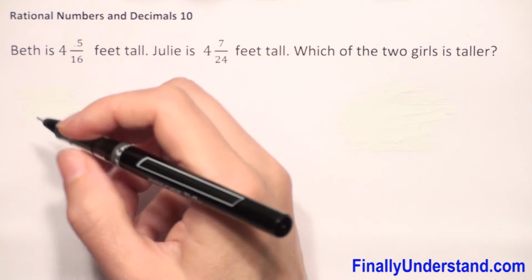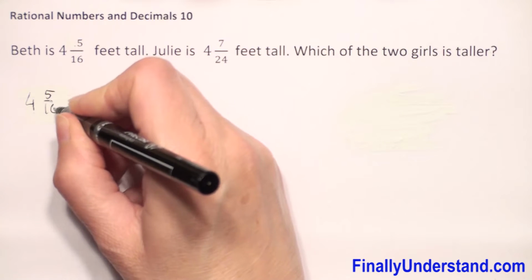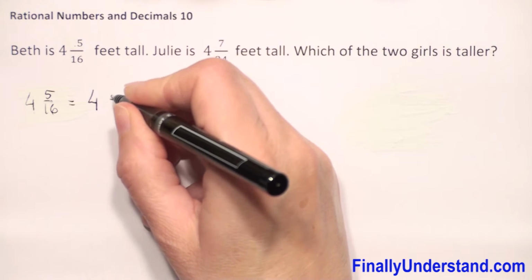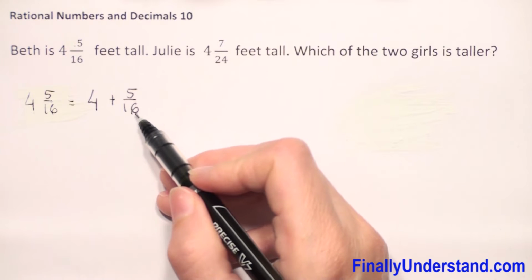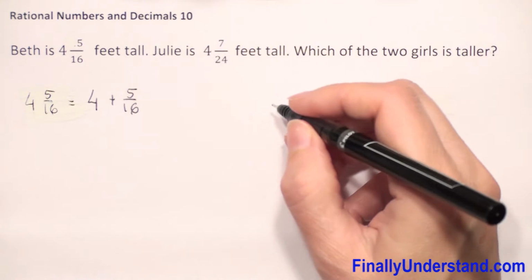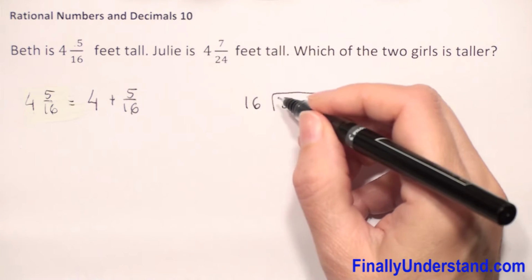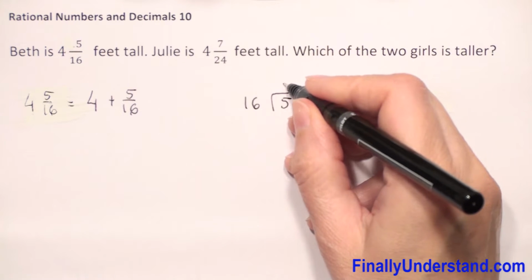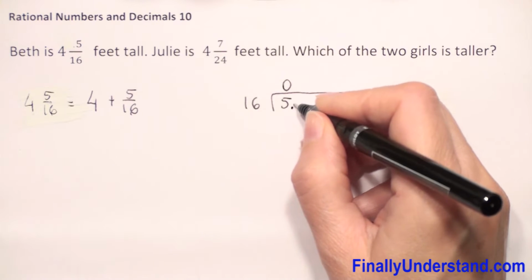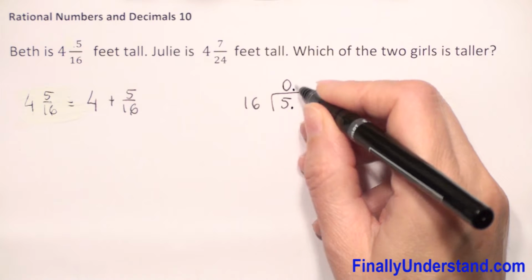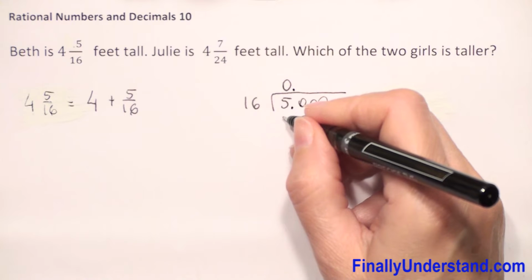So we have 4 and 5/16. We can rewrite that as 4 plus 5/16, and now we will change 5/16 to a decimal number. So we have to divide 5 by 16. How many times can you put 16 into 5? 0, of course. And now we just add a decimal point at the end. We will take this decimal point above and add a few zeros. So 0 times 16 is 0.